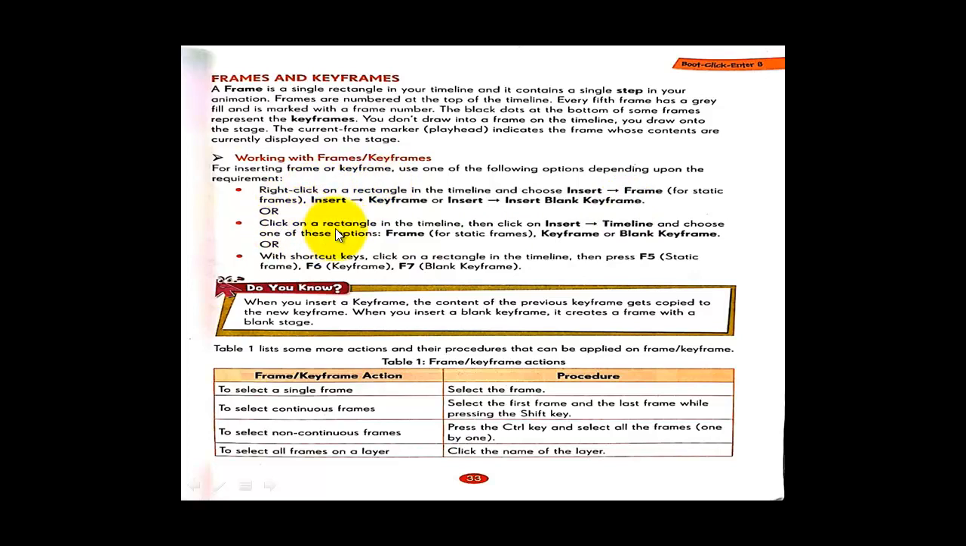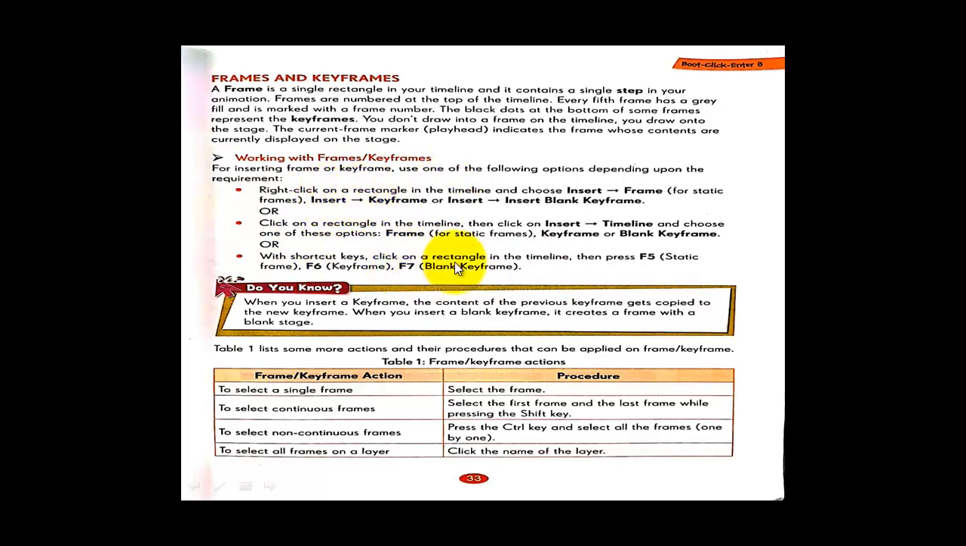Or you can do it like this also. Click on the rectangle in the timeline, then click on Insert, then Timeline, and choose one of these options: Frame for static frames, Keyframe, or Blank Keyframe. Or you can use shortcut keys. First click on the rectangle in the timeline.